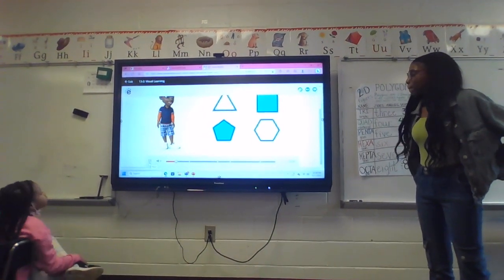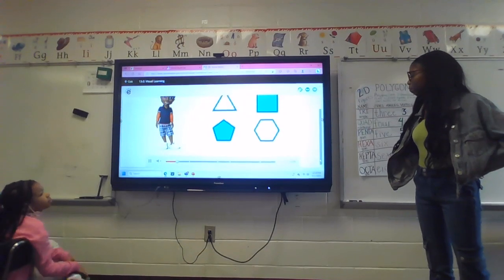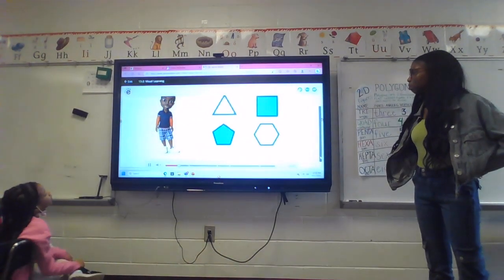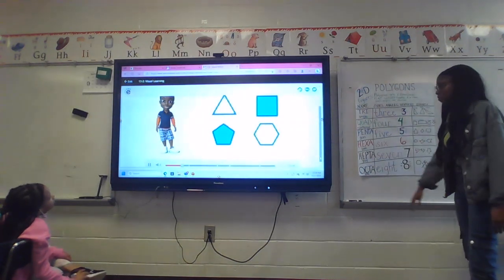Look at these shapes. A closed plane shape with 3 or more sides is called a polygon. You know the names of these polygons.